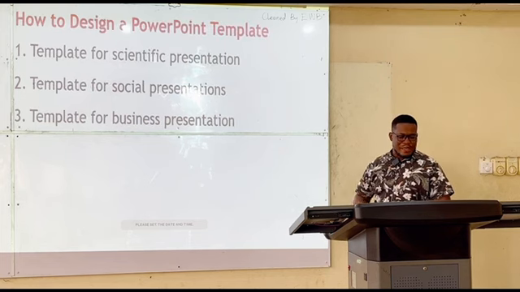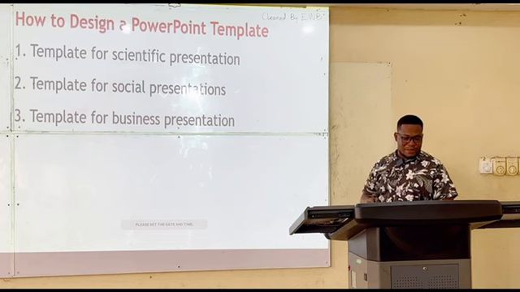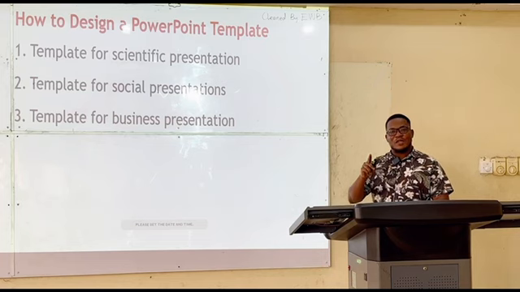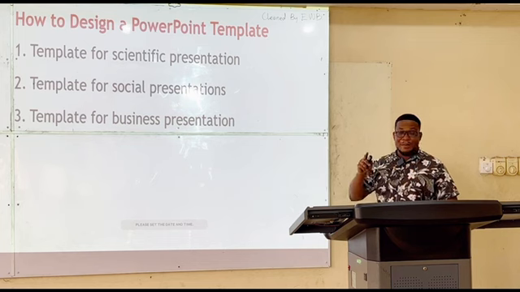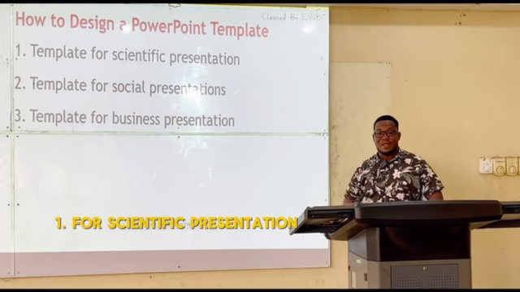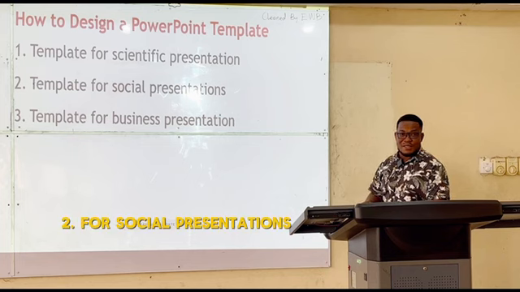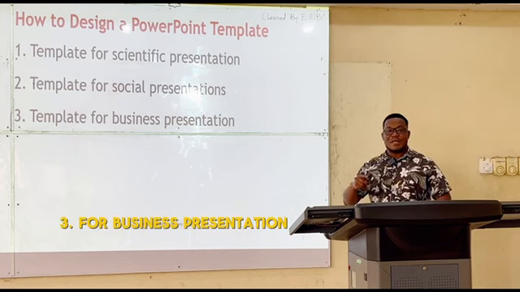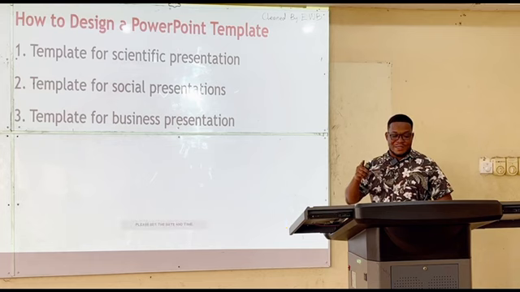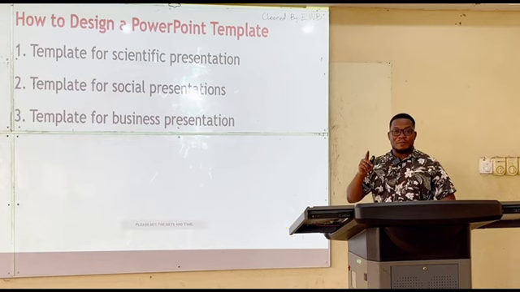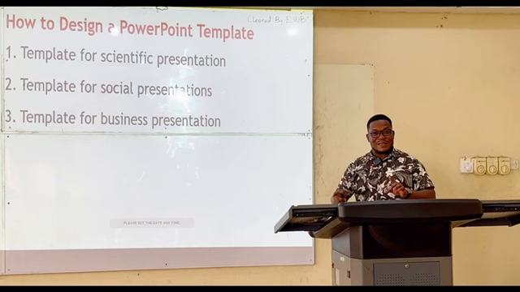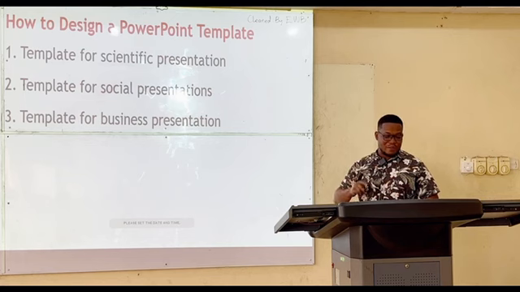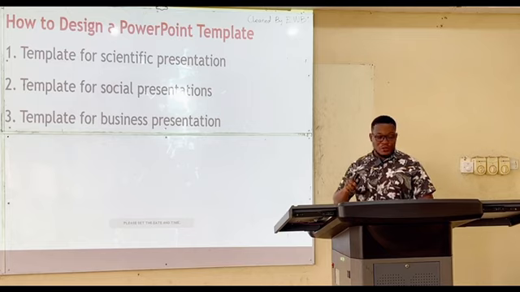Now, when you want to design a PowerPoint template, it could be specific or designed towards a particular area. It could be a template for scientific presentation. It could be one for social presentations, or it could be one for a business presentation. So you don't want to give a presentation that is addressing a scientific problem and interchange that with a social presentation. So you need to identify each and every one of these and then be very straight to the point.